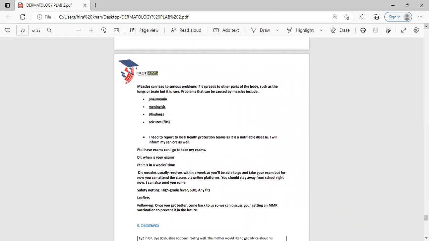The patient's concern was, I have an exam and I have to go to take my exams. You have to ask, when is your exam? She will mention this, so show your concern. Then say, well, I appreciate that, and I am happy to see that you are so concerned about your studies, but here is the thing. Actually, Clara, measles usually resolves within a week and you will be able to take your exam. But for now, you can attend the classes via online platforms. You should stay away from the school right now.